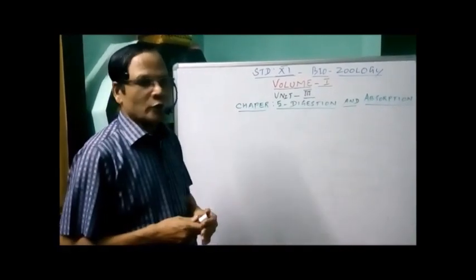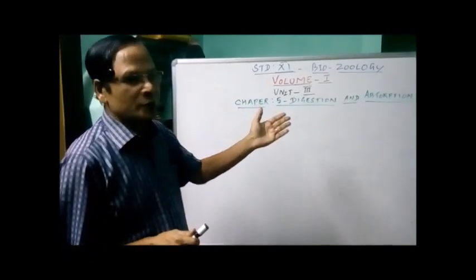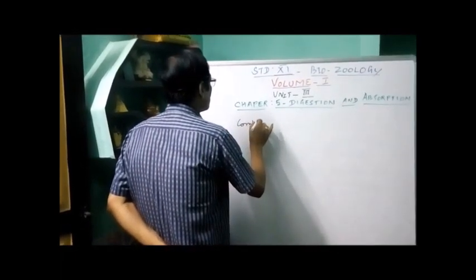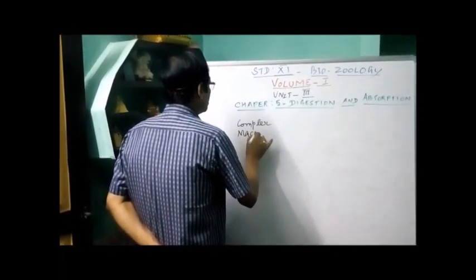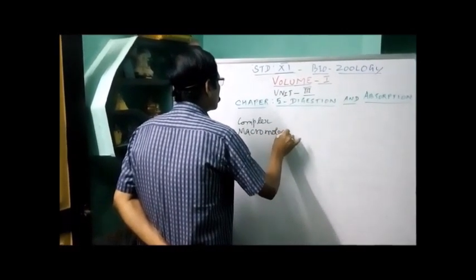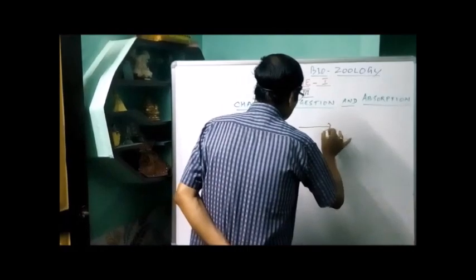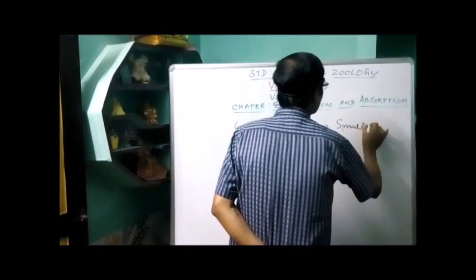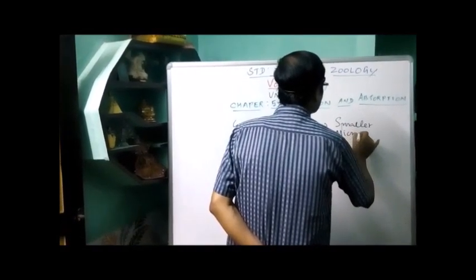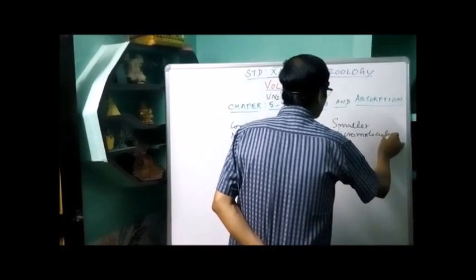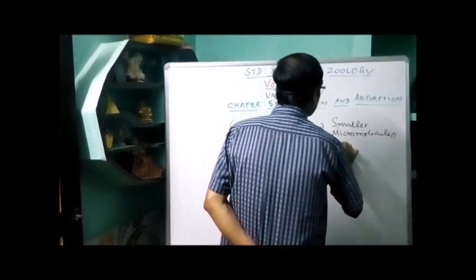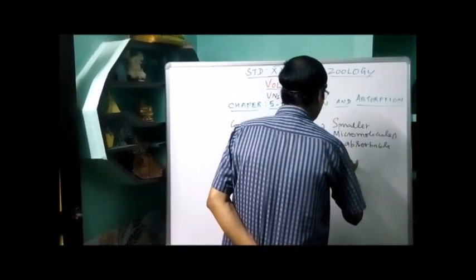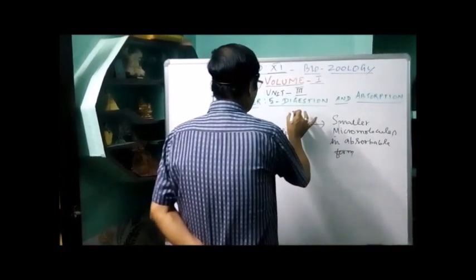So I write down in the form of an equation what digestion is. We have to go for absorption in the next stage. Now we are taking complex macromolecules. They are being converted into smaller micromolecules in absorbable form. This process is called digestion.